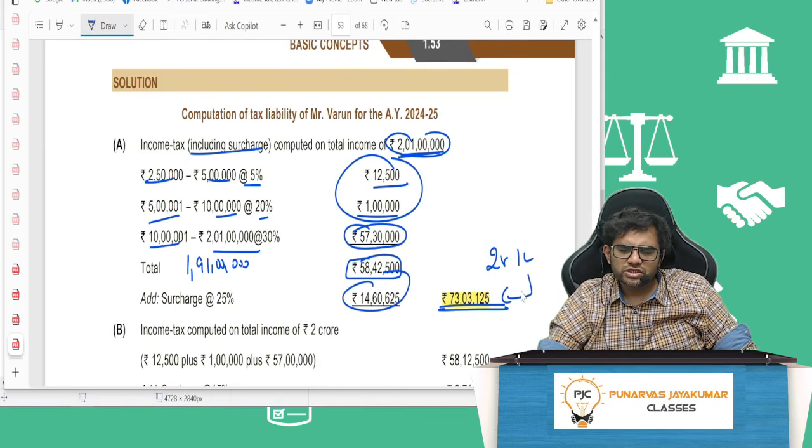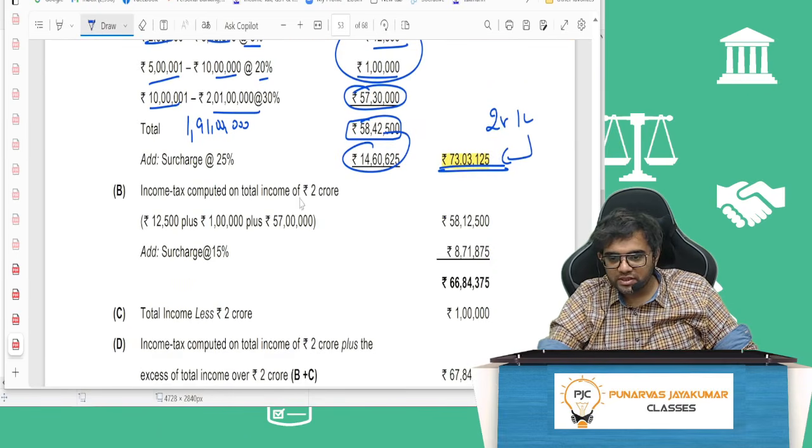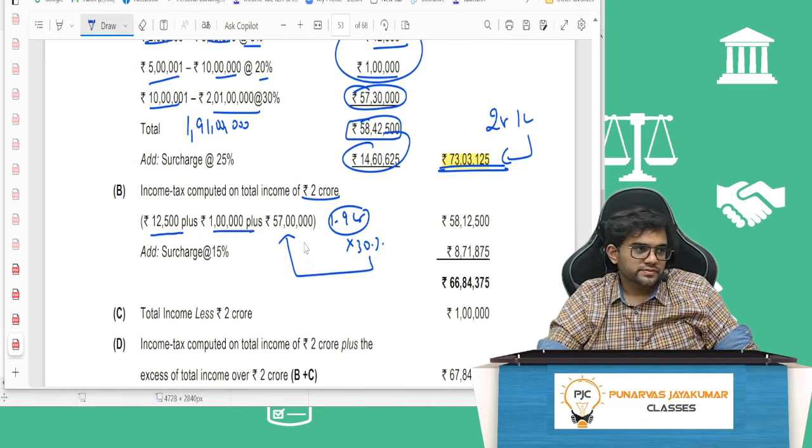The nearest threshold is 2 crore. For 2 crore, how much will I be paying? 12,500 plus 1 lakh, which is normal, plus 10 lakh to 2 crore. 10 lakh to 2 crore is 1.9 crore, 1.9 crore into 30%, 57 lakhs. 19 threes are 57, right? So all put together 58 lakh 12,500.